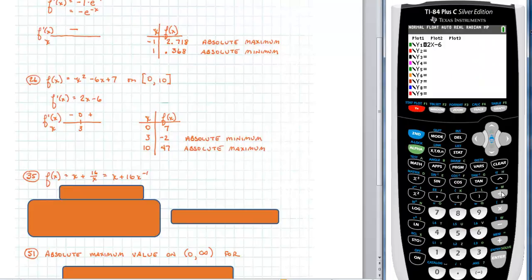So let me go do my y equals x squared minus 6x plus 7. I need to change my window. I'm going to do it from 0. I always like to put these x values in. I'm going to have to go up to at least 50 to capture that 47. I'll do 50 and I'll go by 5. So let's see if it bottoms out at an x value of 3, but this is my largest value. We'll go find out.